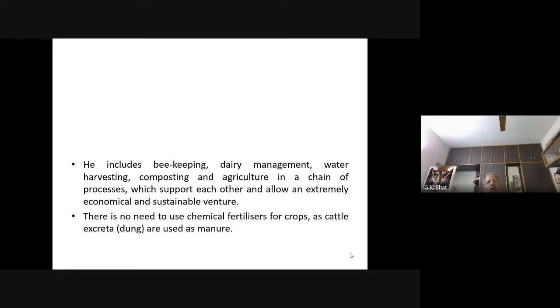So whatever residues you get from the arecanut plantation can be used as manure for coffee. Whatever you get from the coffee or banana can be used as manure for cardamom, like that. So this is what is done. There is no need to use chemical fertilizer for crops, as cattle excreta and dung are used as manure. So you don't know how much benefit we get from cattle. Each and everything that we get from the cattle is quite useful to human beings, right?